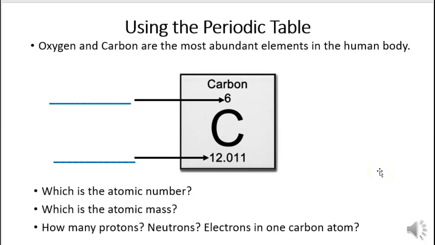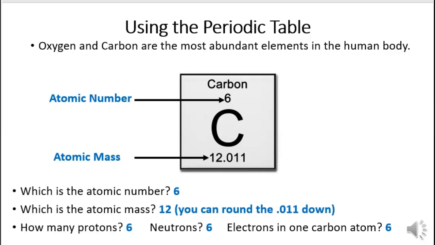Let's use the periodic table to make sure that you can do this on your own. And I've chosen carbon because oxygen and carbon are the most common or abundant elements in the human body. First, what number is the atomic number and which is the atomic mass? From those two numbers, can you predict how many protons there are, how many neutrons, and how many electrons in one carbon atom? The answers are on the next slide, so if you wish to pause before you turn to the next slide, please do so.